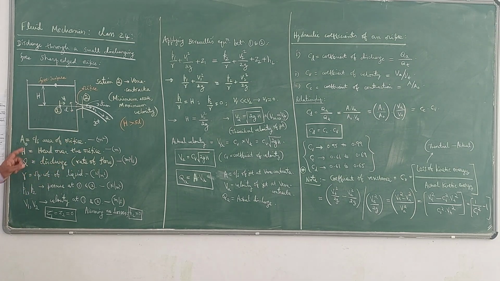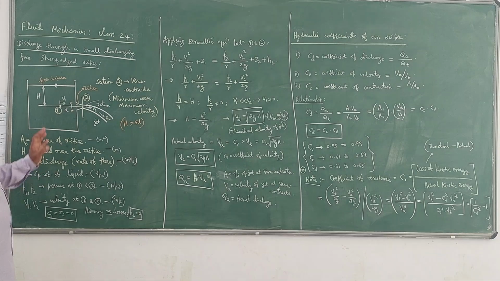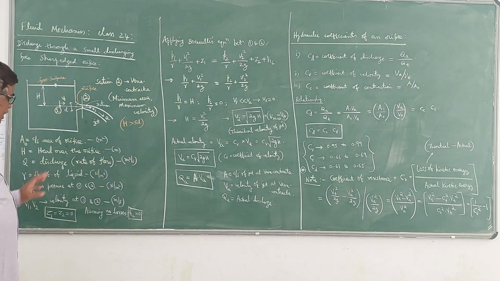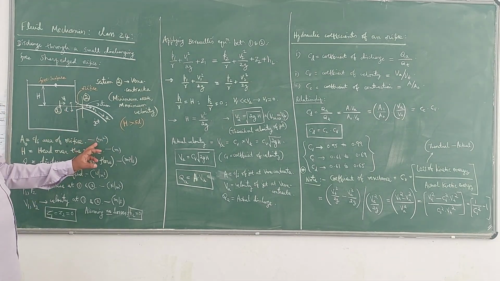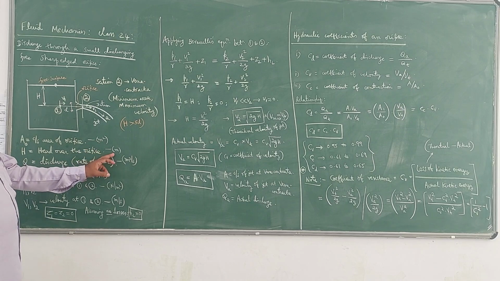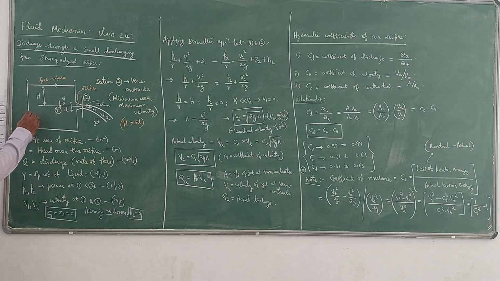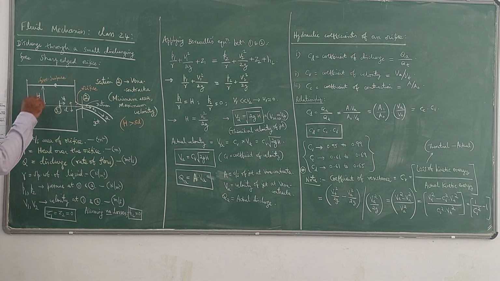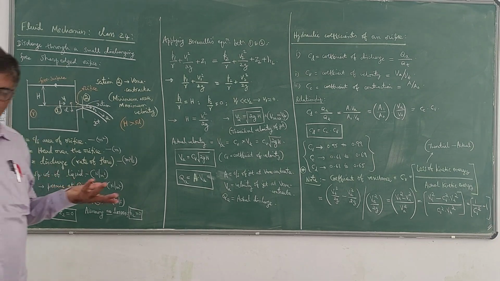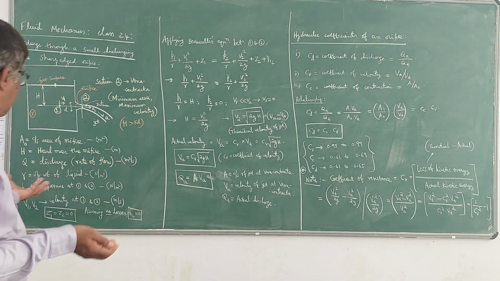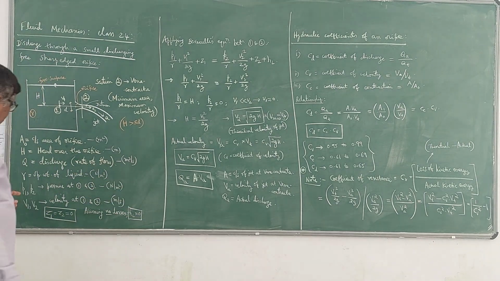H is the head over the orifice. Q is the discharge of this jet or rate of flow. These are the units: A0 should be in meter square, H should be in meters, Q should be in meter cube per second. Gamma is the specific weight of the liquid which is contained here. Normally we take water, so gamma will be 9810 Newton per meter cube if it is water.